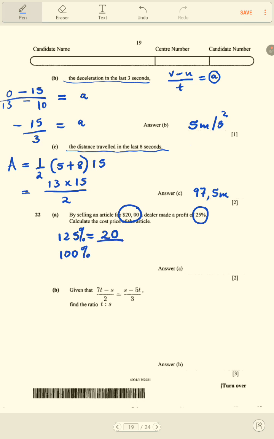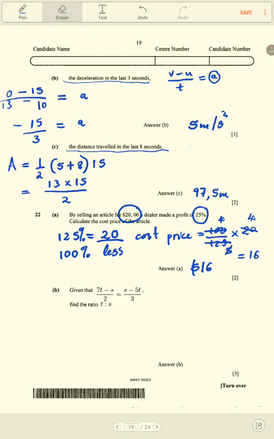So we know this is going to be less. So cost price, in other words, we are saying is equal to 100 over 125 times 20. So 25 into this, that's 4. 25 into this, that's 5. 5 into 5, 1. 5 into 20, that's 4. And 4 times 4, you get 16. So $16 is the cost price.